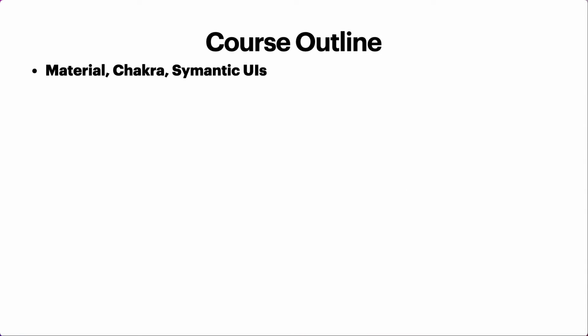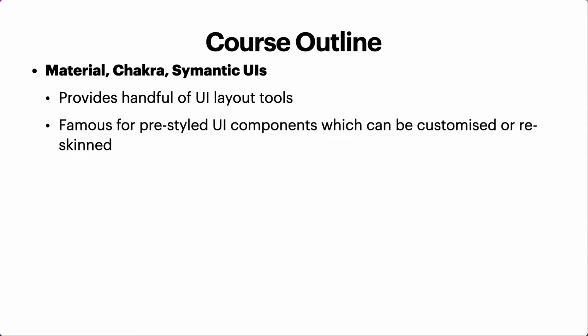We'll also be talking about Material, Chakra, and Semantic UIs. So all of them provide a handful of UI layout tools, and they're basically famous for pre-styled UI components which can be customized or reskinned. And nowadays, in real world applications, people mostly use these libraries, and they just take the components and reskin them or redesign them or customize them. They use them for their own purpose.